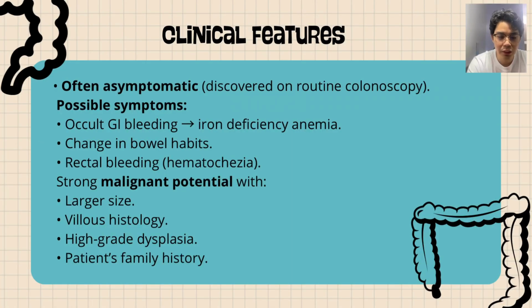So here are the clinical features. Rectal adenomas are often asymptomatic and discovered during routine colonoscopy. When symptoms are present, they can include occult gastrointestinal bleeding leading to iron deficiency anemia, changes in bowel habits, and rectal bleeding. The malignant potential is stronger with larger size, villous histology, high-grade dysplasia, and a positive family history.